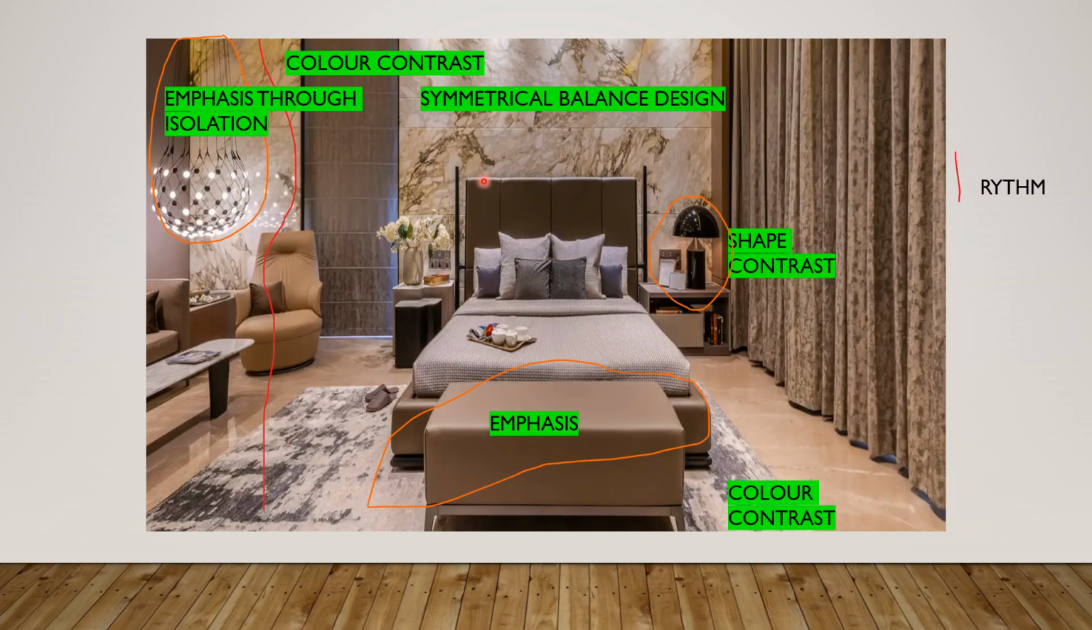This is a perfect example of symmetrical balanced design. The color contrast here is used to highlight the walls. Even at the back, a bold color lamp is used to give a contrast to the space. A chandelier is adding a rhythm to the space, and also it's an emphasis through isolation. The color contrast is already given from the carpet.